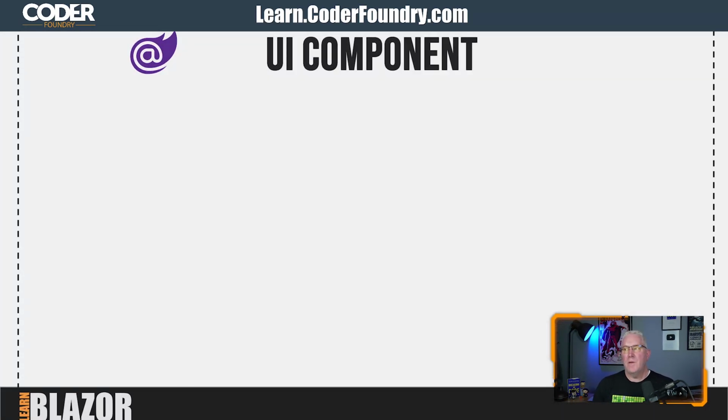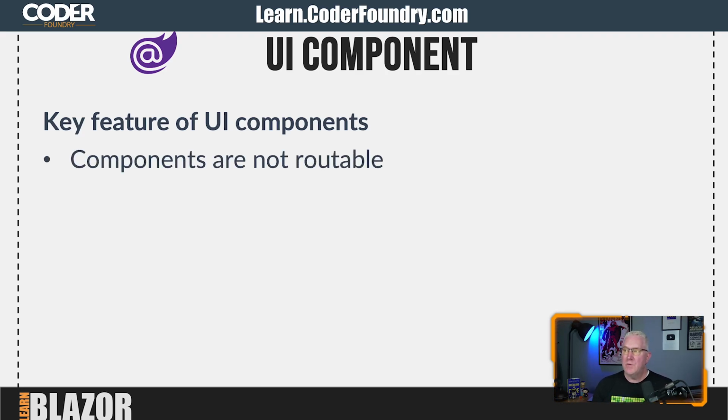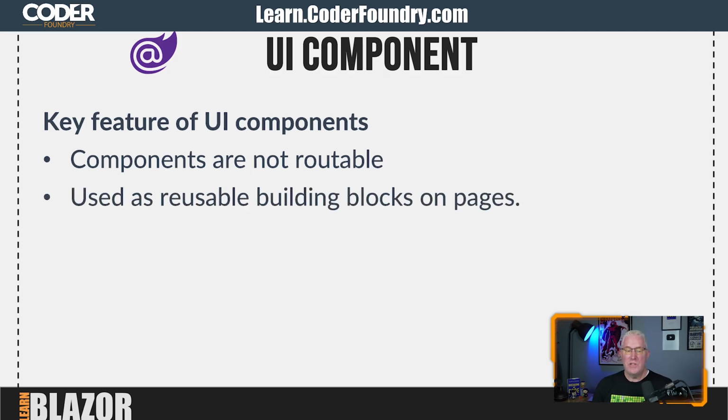Now, the final type of component is the UI component, and this is a term coined by us here at Foundry. Let's talk about what a UI component is. Well, they're components that are not routable. They don't have that page directive. They don't inherit from layout component base. Basically, they're used as reusable building blocks on pages. And you can build it once and use it many times.